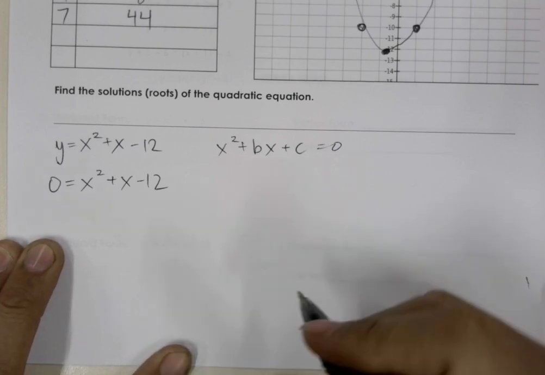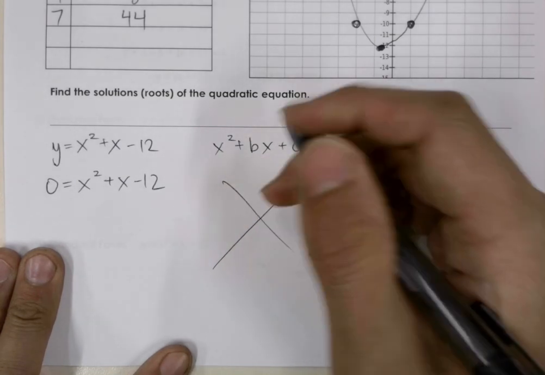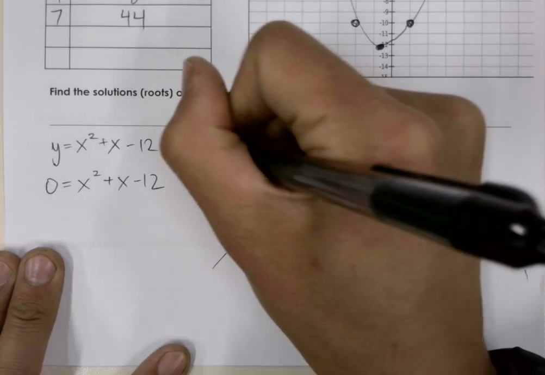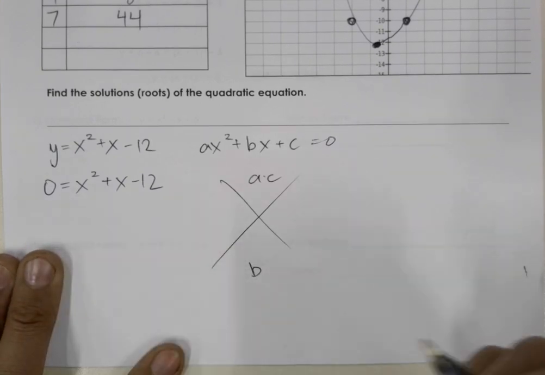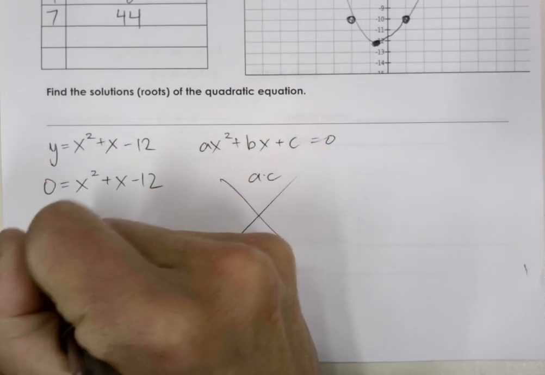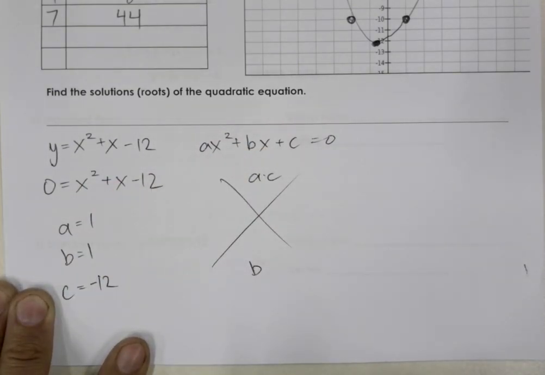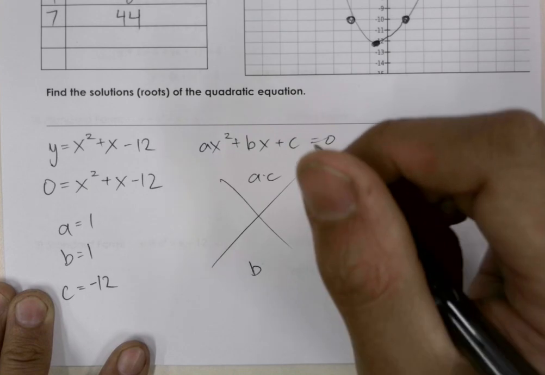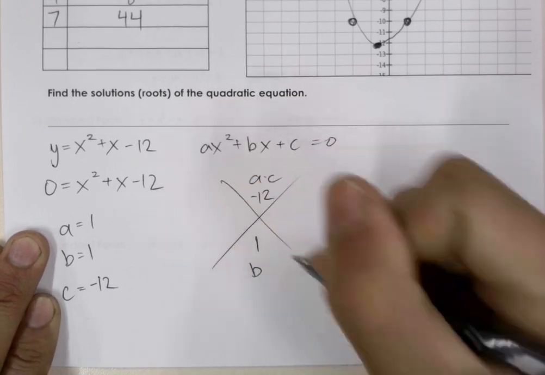So how did we do that? We formed an x. We put our a times c at the top, and we have b at the bottom. Then we find our two factors. Let's go ahead and do that. Here a is equal to 1, our b is equal to 1, and our c is equal to negative 12. So our a times c is negative 12, and our b is 1.